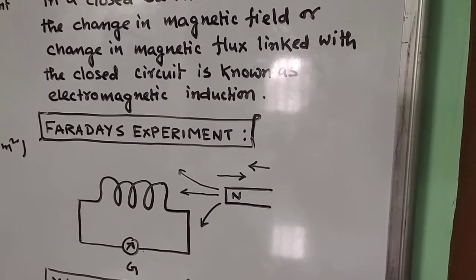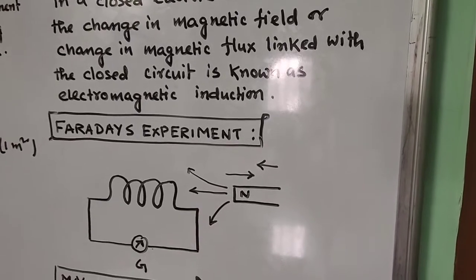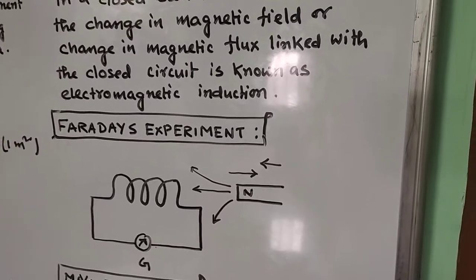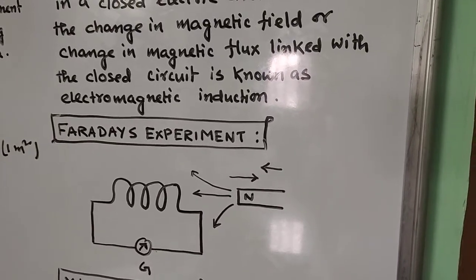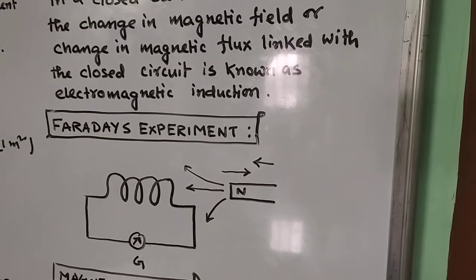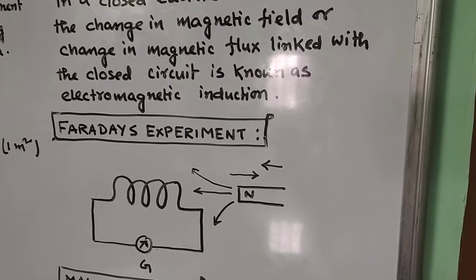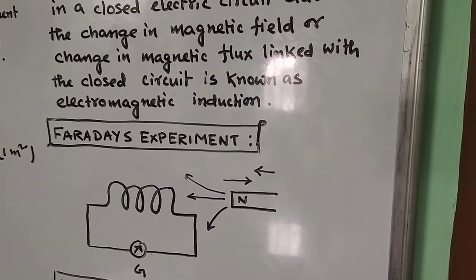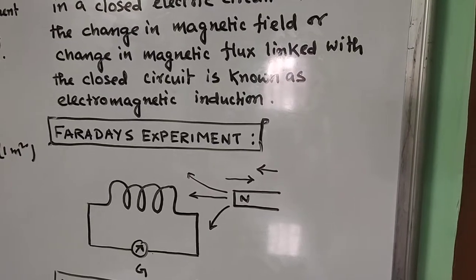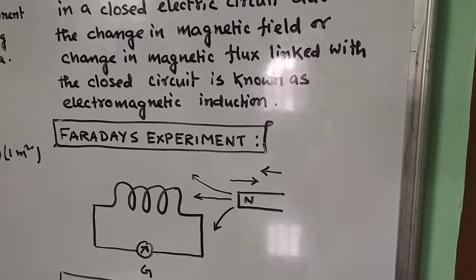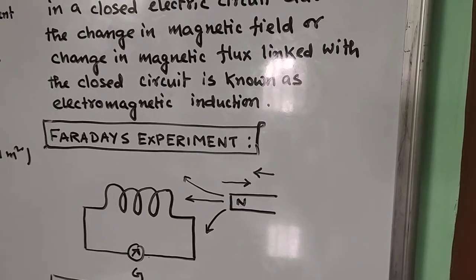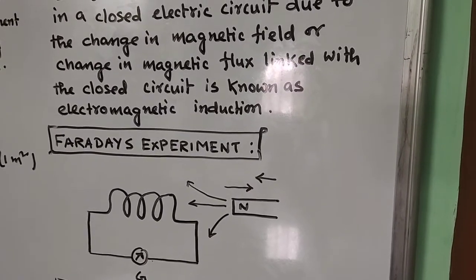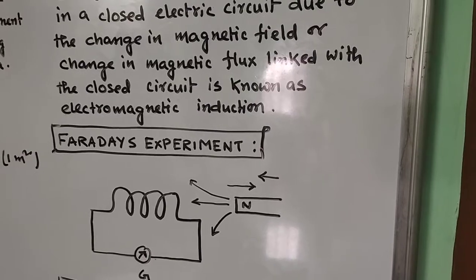And due to the induced EMF or induced current in the coil, what happens? The galvanometer shows deflection. Basically, the induced current is very small in magnitude. So if you use an ammeter instead of a galvanometer, you probably will not get any deflection, as the galvanometer is sensitive, which is why it can detect a very small amount of current. So the deflection of the galvanometer pointer shows that there is an induced EMF and hence induced current, because there is no source connected across the coil.